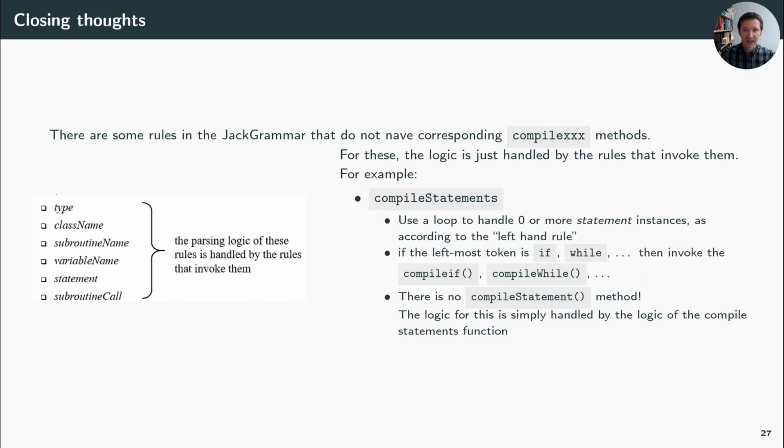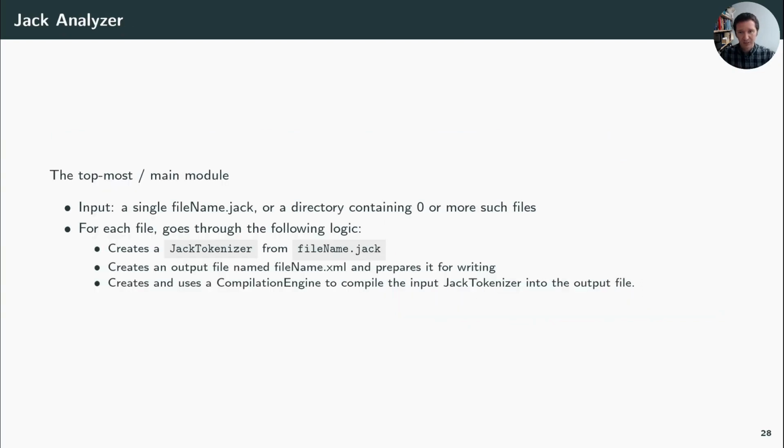So if the leftmost token we get within a compile statement is if, while, etc. So if it's an if, we're going to call compile if. It's a while, we're going to call compile while. And so we're going to keep doing that until we are done compiling statements. So there's no real compile statement method. It's just that compile statements handles compiling all these. You don't need to write two separate ones, I guess what I'm saying. So in other words, don't get too overburdened by having to have individual methods for all these. You can reuse some that you have.